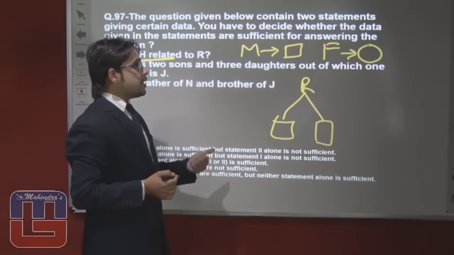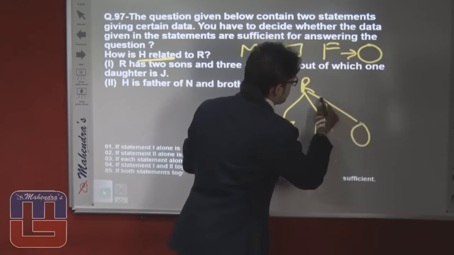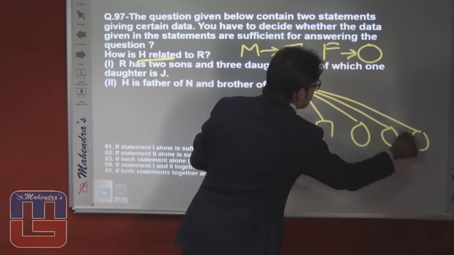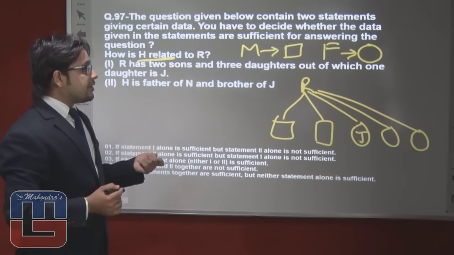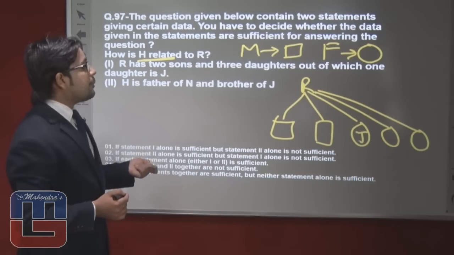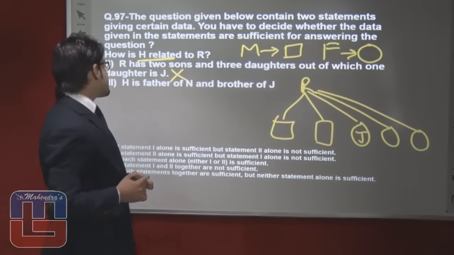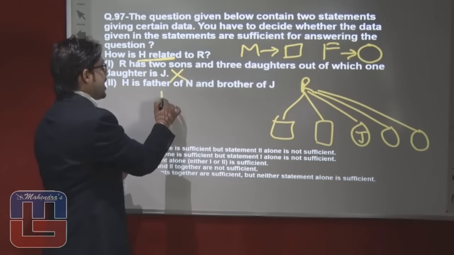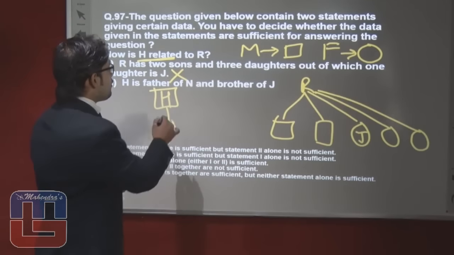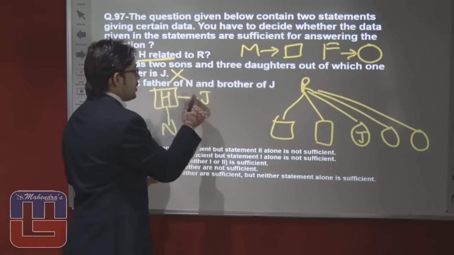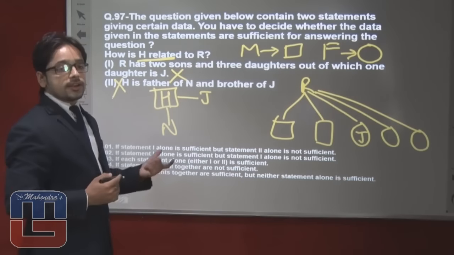R has 2 sons and 3 daughters, out of which one daughter is J. R has 3 daughters, the first one, second one and third, and one of the daughters is J. So still we cannot identify how H is related to R because there is no name regarding H. In the second statement, it is given that H is father of N and H is brother of J. So still we are unaware because the name of R is not written here.